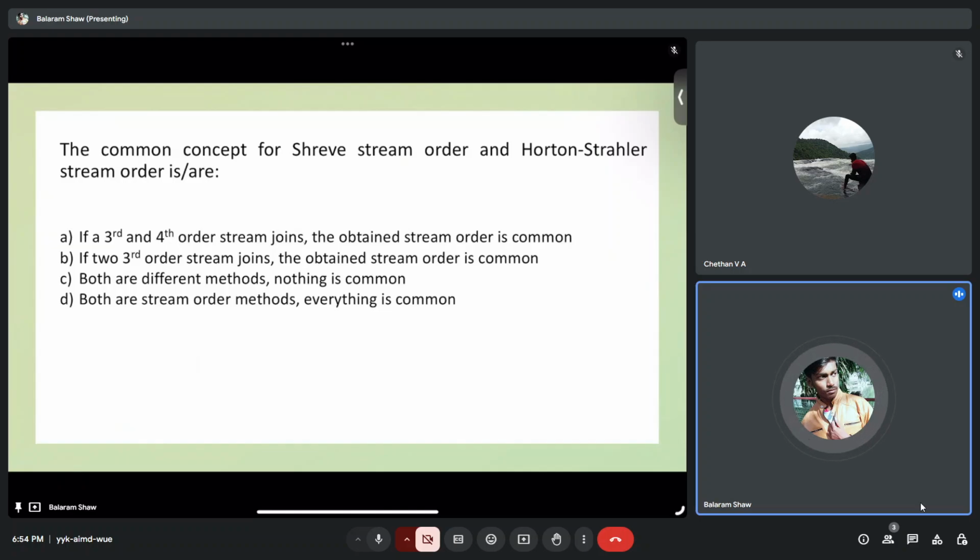The next question is: the common concept for stream order and Horton-Strahler stream order is. I'll give 1 minute for this. Let me know if you have any guesses. First you guess and then I answer.